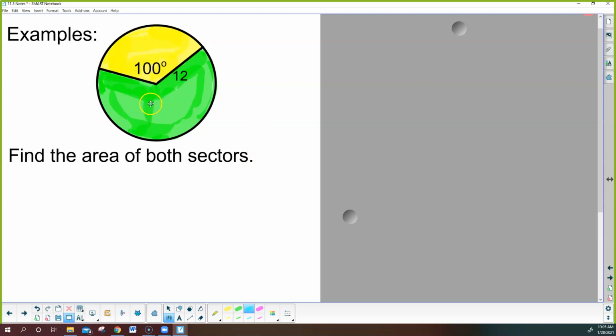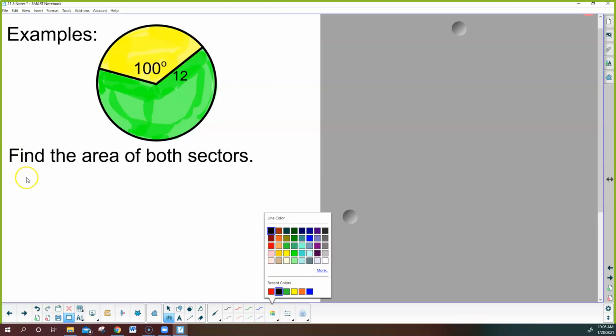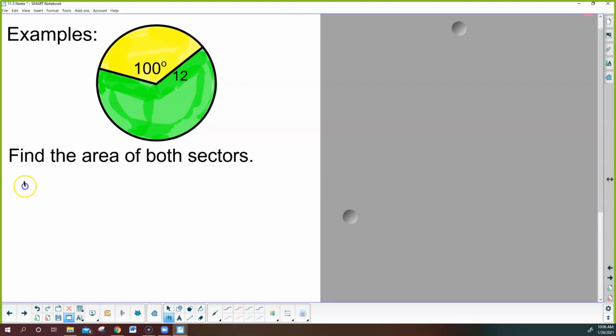Go ahead and draw this. If you have colors, you can color it in. Otherwise, maybe just shade the yellow one and leave the green one blank. We're going to focus on the area of the yellow sector first. So what I would like to do is area of the yellow sector.